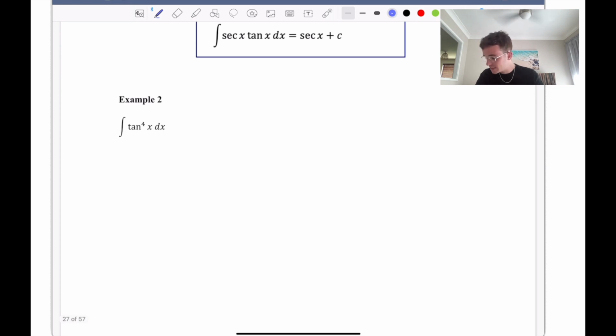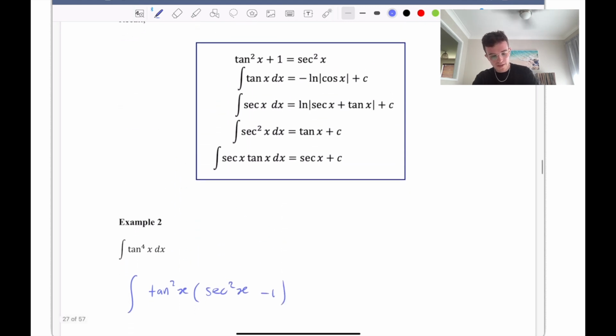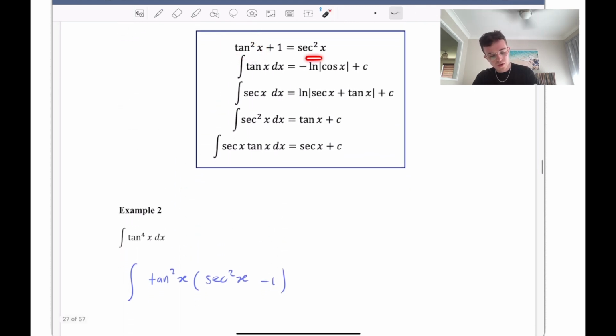So we've got the integral of tan to the power of 4 x. Now we don't know how to integrate tan to the power of 4 x, but we do know it's tan squared of x times by tan squared of x. So I don't know how to integrate tan squared of x, but I do know how to integrate sec squared of x. So why don't we write this as tan squared of x multiplied by sec squared x minus 1. And that's using this identity up here. Tan squared of x is sec squared of x minus 1.